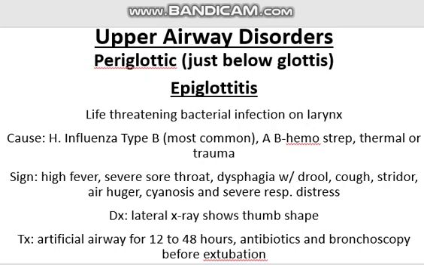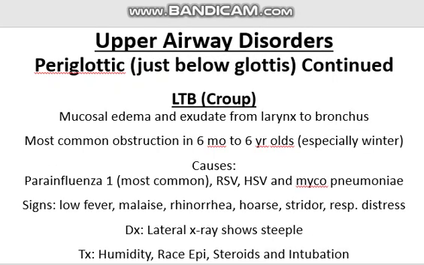Diagnosed with a lateral X-ray that shows the thumb shape. Treatment is an artificial airway for 12 to 48 hours, antibiotics and a bronchoscopy before extubation. Upper airway disorders, periglottic continued.